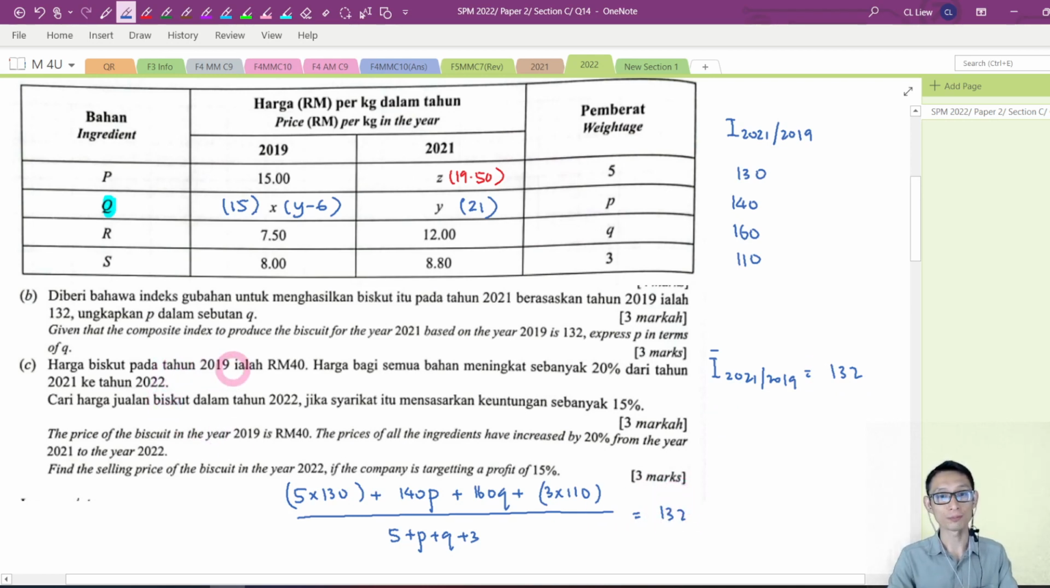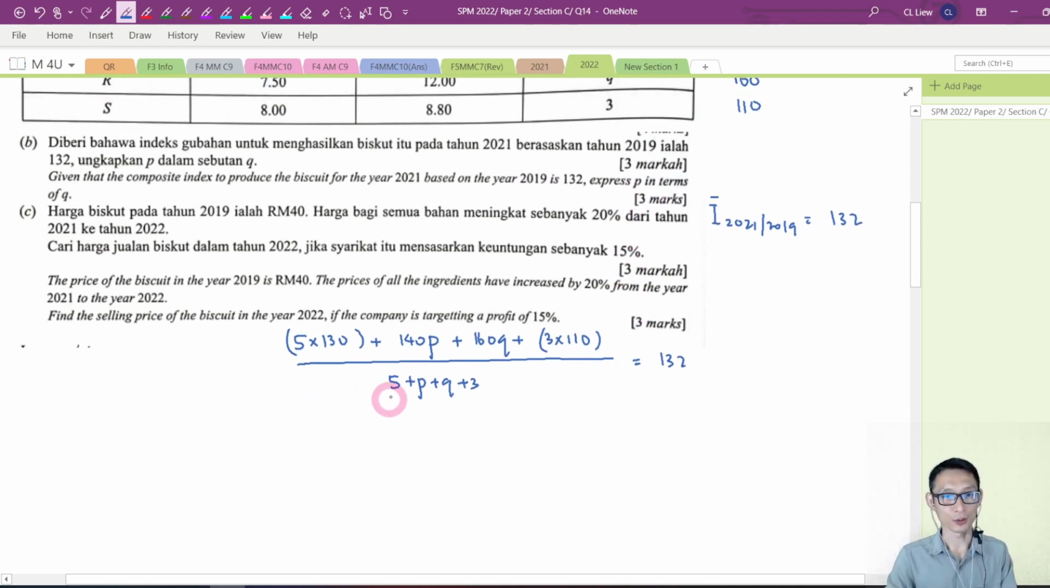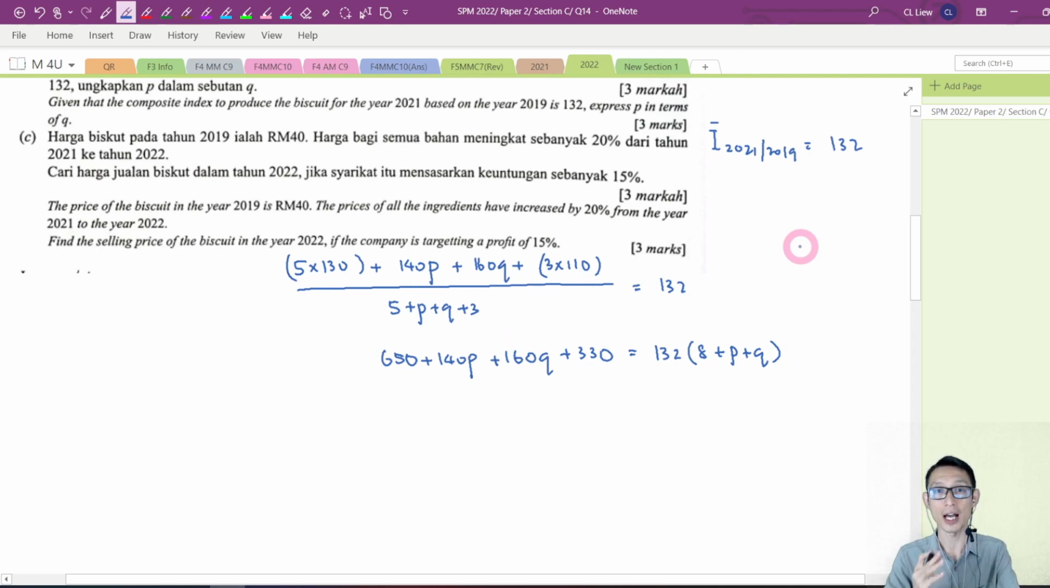So the question asks us to express P in terms of Q, which means that we want to isolate the P. Okay, so 5 times 130 will be 650. This one I just copy first. This is 330. So this whole thing I'm going to bring up here: 132 times 5 plus 3, which is equal to 8, and P plus Q. Our purpose is to isolate the P because we want to express P in terms of Q. 650 plus 330, these two add up together, you will get 980. The rest, copy first.